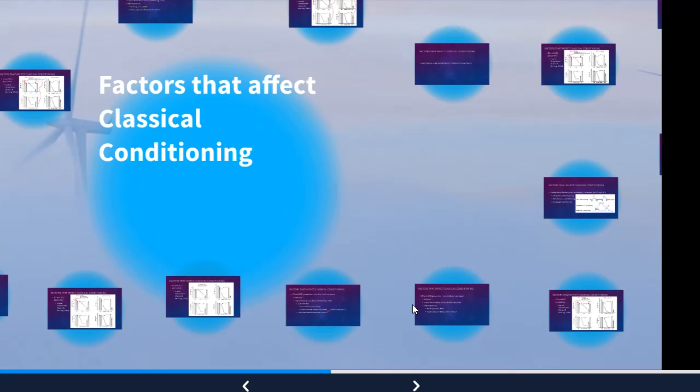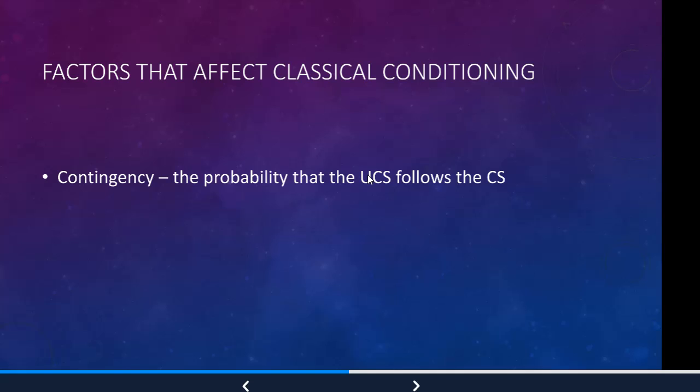Now, factors that affect classical conditioning. So one factor that affects classical conditioning is the contingency. And here what I mean is the probability that the CS is followed by the UCS.